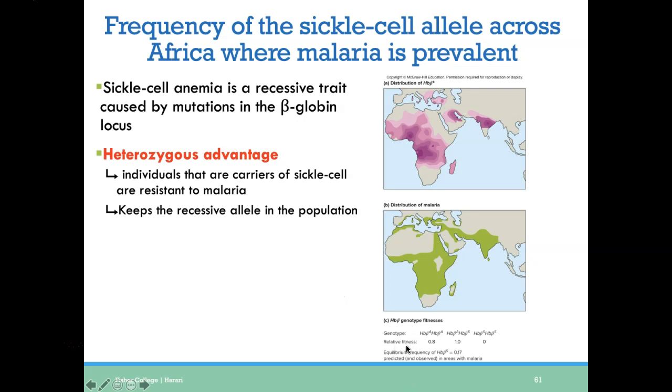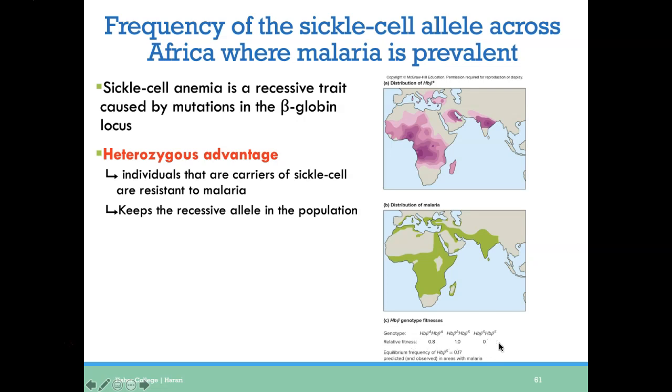So we can say that the relative fitness, depending on where you are, is different. In regions where there is malaria, it pays to be a carrier of the sickle cell allele. And that's what explains why the distribution of the sickle cell allele corresponds almost precisely with the distribution of malaria. You have higher fitness: 1.0 is your relative fitness to be a carrier compared to only 0.8 to have both copies of beta globin healthy, because these individuals might get malaria and die, right? These individuals with sickle cell have no chance of survival.